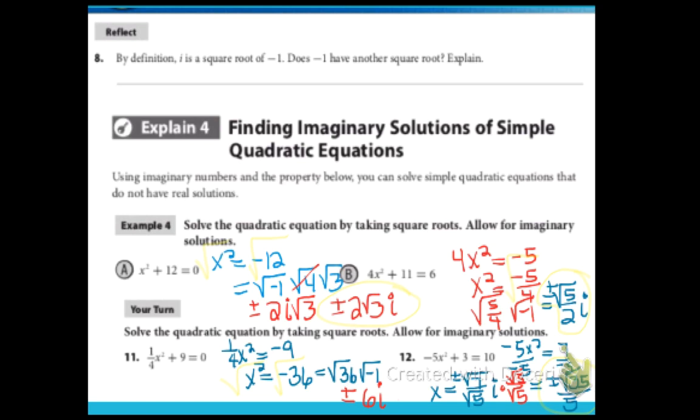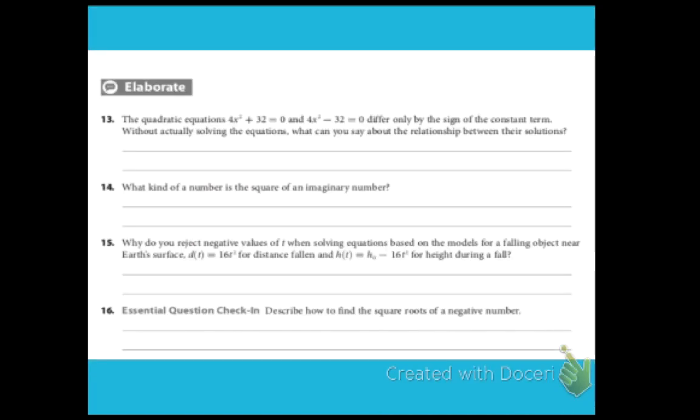Okay, let's take a look at these final reflection questions and wrap up our lesson. As this video wraps up, I'd like you to take some time and read through these questions 13 to 16 and elaborate on what your thinking is based on the things that you've learned and the things that you know about quadratic functions. Number 13, the quadratic equations 4x squared plus 32 equals 0 and 4x squared minus 32 equals 0 differ only by the sign of the constant term. Without actually solving the equation, what can you say about the relationship between their solutions?